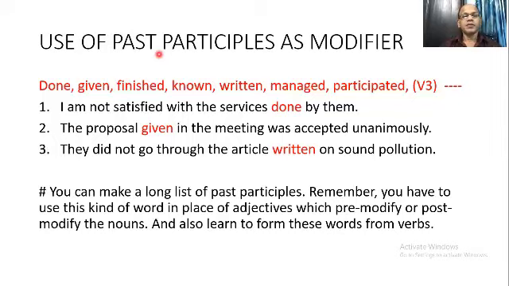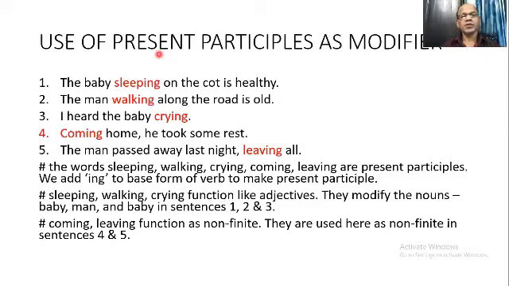So past participle can be used as modifier. Now let us proceed. Use of present participles as modifier. Present participle, you see, we form present participle adding ing with the base form of the verb. First look at the example. The baby sleeping on the cot is healthy. Sleeping, you see, sleep and then ing. So verb plus ing. Sleeping modifies the noun baby.